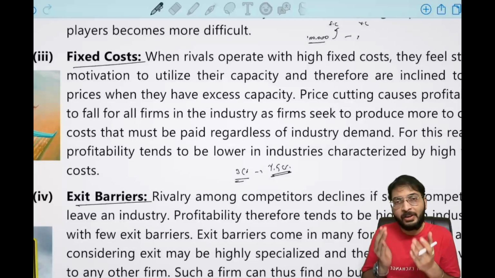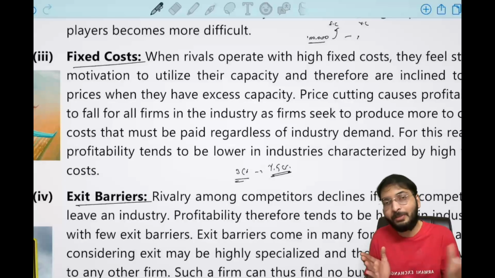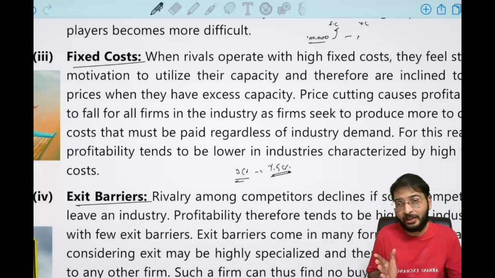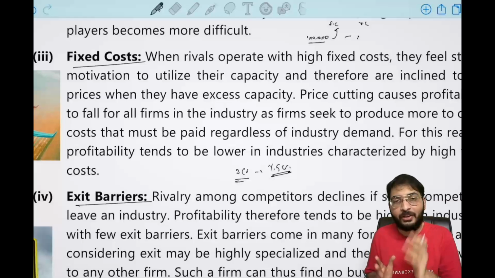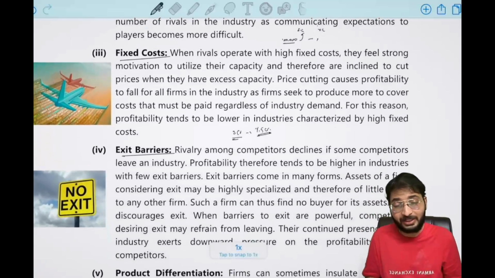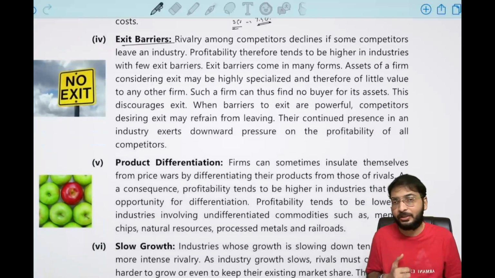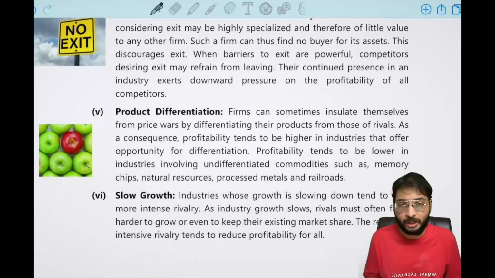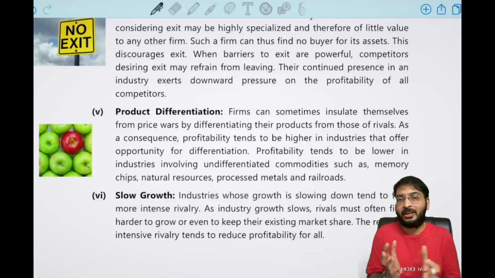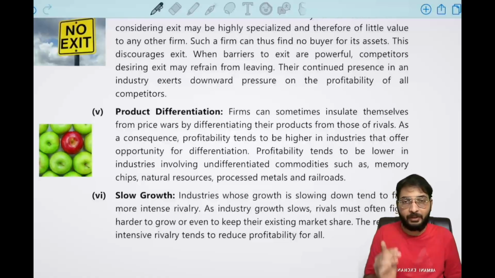Competition will be reduced when some competitors leave the market, but leaving is difficult when the exit barriers are high. It is difficult for you to leave the business in that industry. Again, the industry profitability will be low and you have a cutthroat competition. Next one is called product differentiation. When you can't show a product differentiation, what will happen again? You will be fighting for those particular customers only, and your profitability will be low.